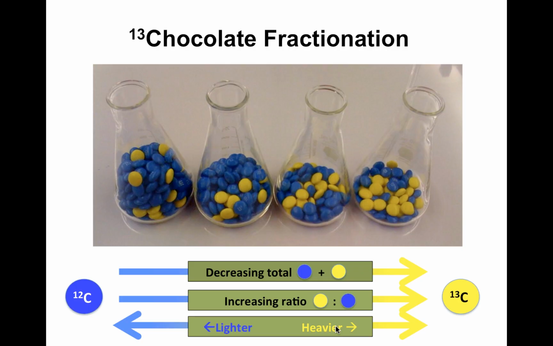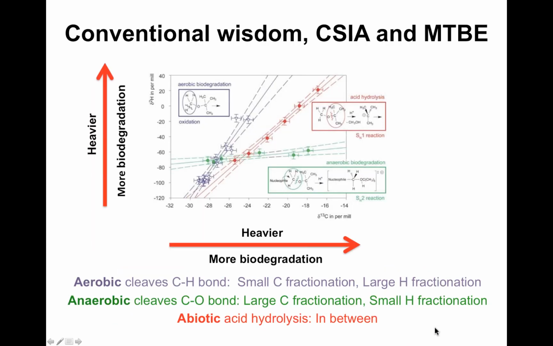And so here we see the total concentration of contaminant decreasing over time. However, the ratio of yellow C13 is increasing relative to the amount of blue. So even though the mass is going down, the ratio is changing and the sample is getting heavier. And so as things get heavier, it's an indicator that they have been biodegraded.